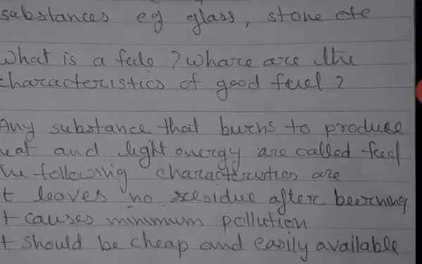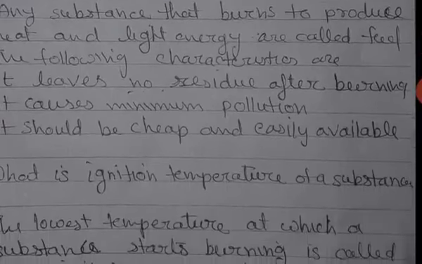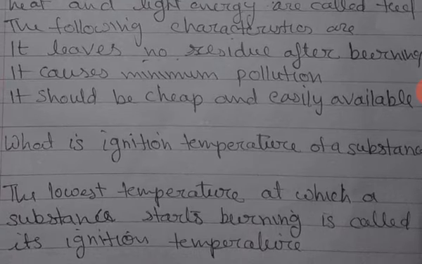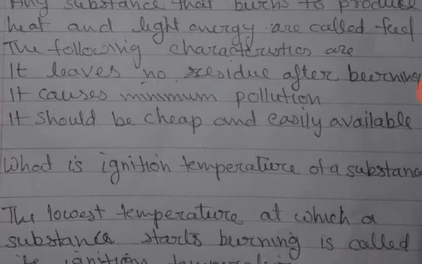What is a fuel? What are the characteristics of a good fuel? Any substance that burns to produce heat and light energy is called a fuel. The following characteristics are: it leaves no residue after burning, it causes minimum pollution, it should be cheap and easily available. And what is the ignition temperature of a substance? And the answer is the lowest temperature at which a substance starts burning is called its ignition temperature.